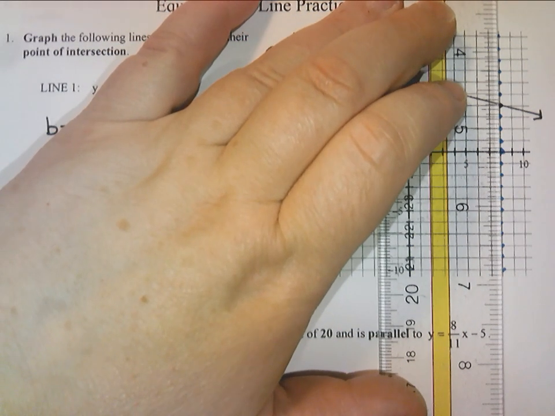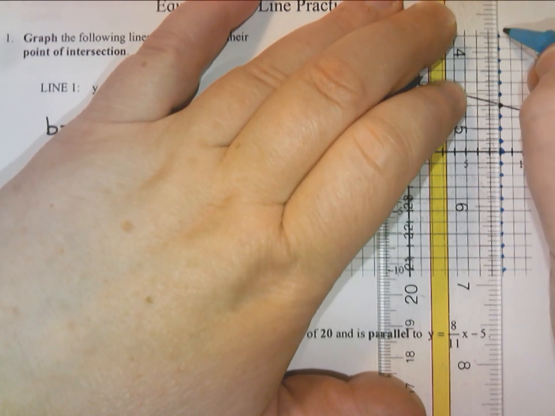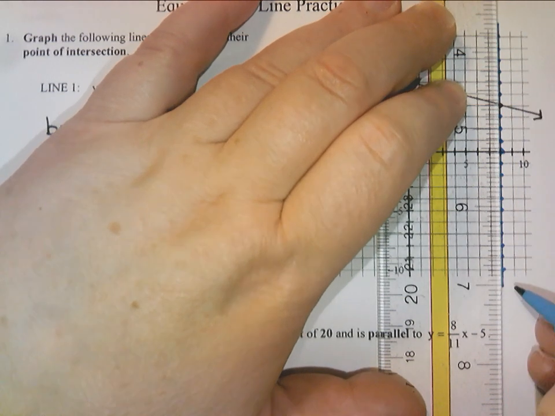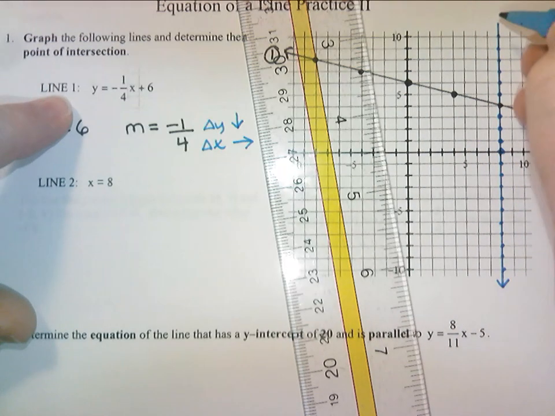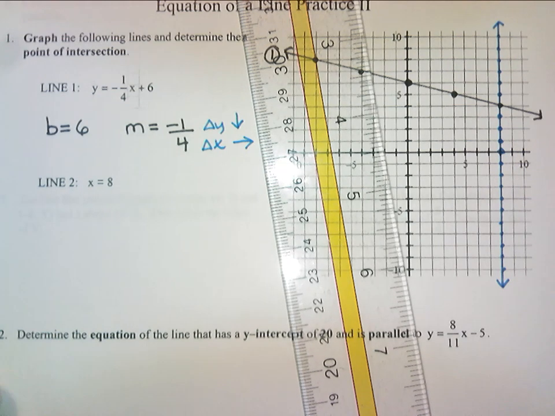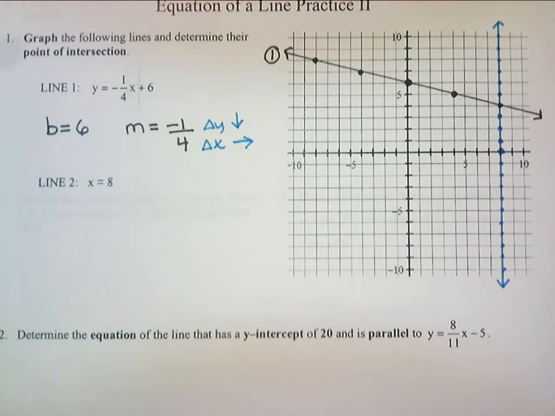So I could tell that it was going to be horizontal or vertical because it didn't have the proper format. If it's y equals a number, it's a horizontal line. And when it's x equals a number, it is a vertical line.